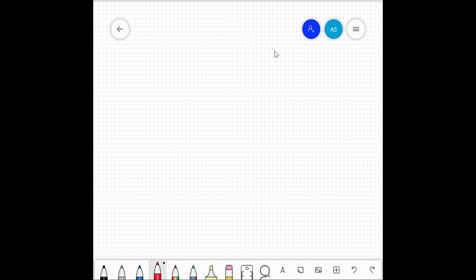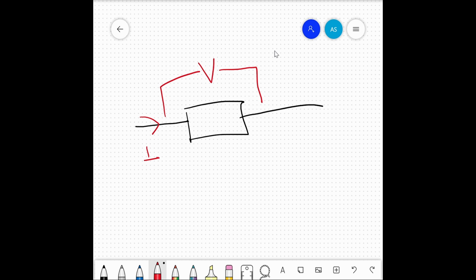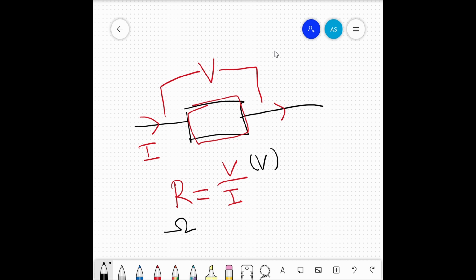Well, resistance is often defined as the ratio of potential difference across a conductor to the current flowing through it. So from that we can achieve this equation. R represents the resistance in ohms, V is the potential difference across the conductor represented in voltage, and I is the current that is flowing through the conductor and its units are ampere, A for ampere.